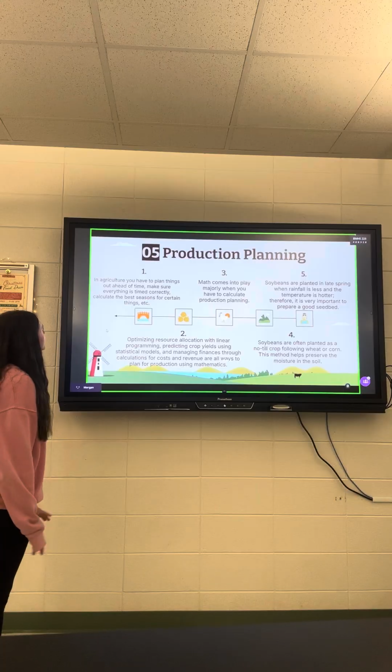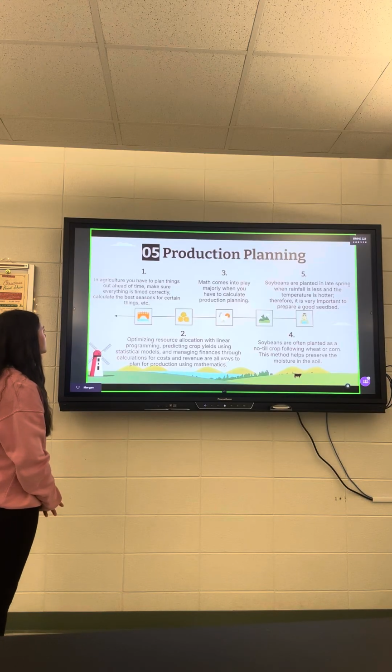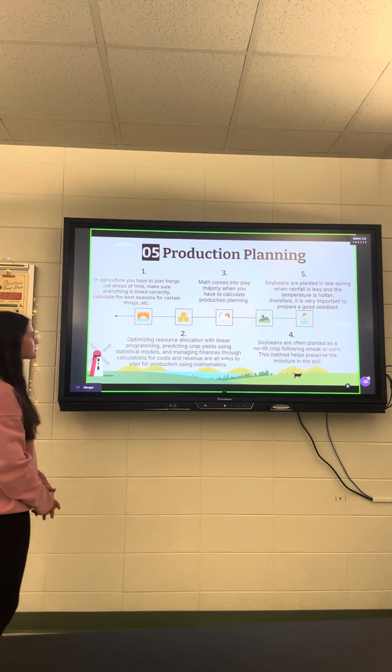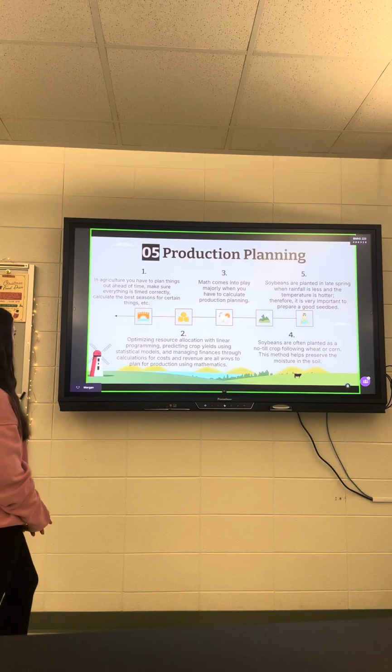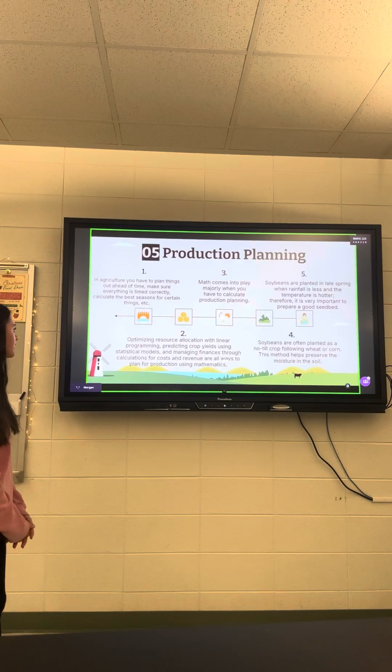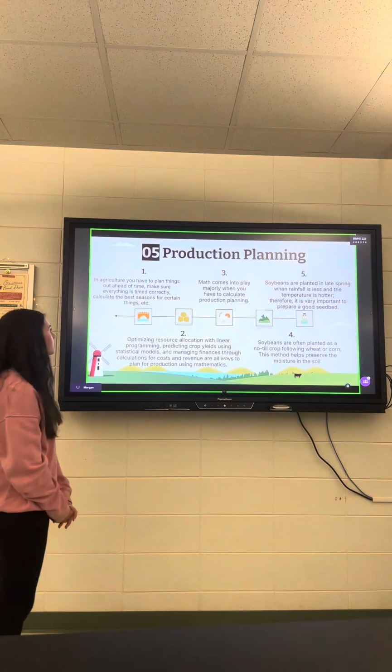For production planning in agriculture, you have to plan things out ahead of time, make sure everything is timed correctly, and calculate the best seasons for certain things. Optimizing resource allocation with linear programming, predicting crop yields using statistical models, and managing finances through calculations for cost and revenue are all ways to plan for production using agriculture.